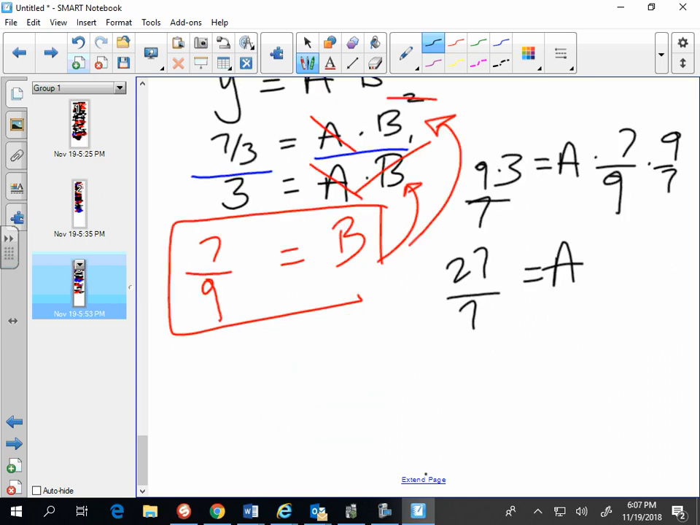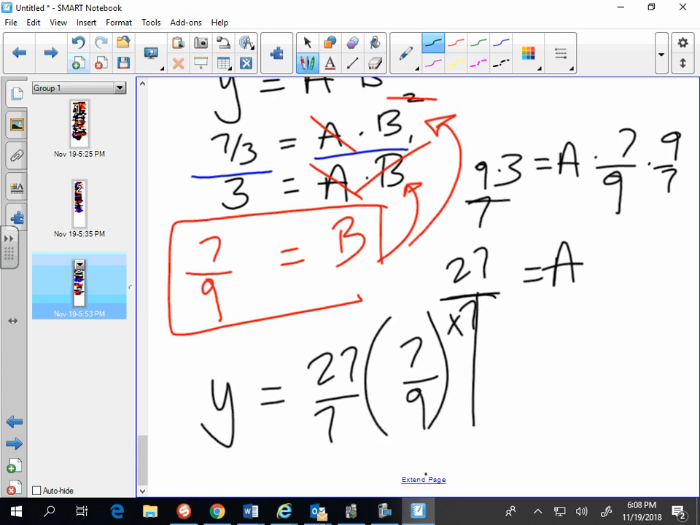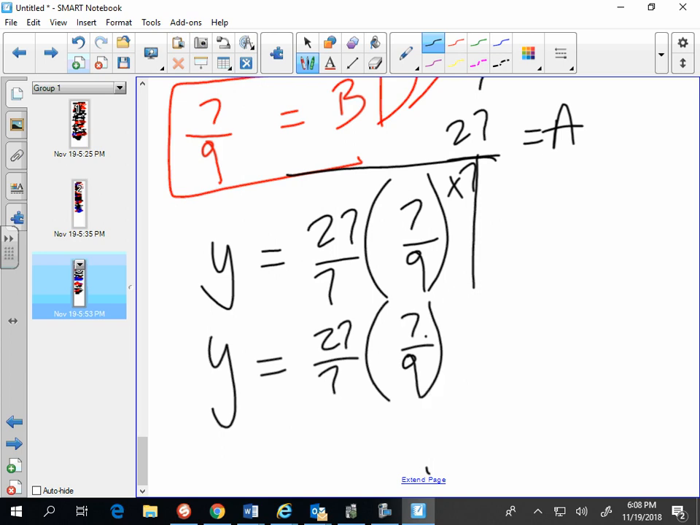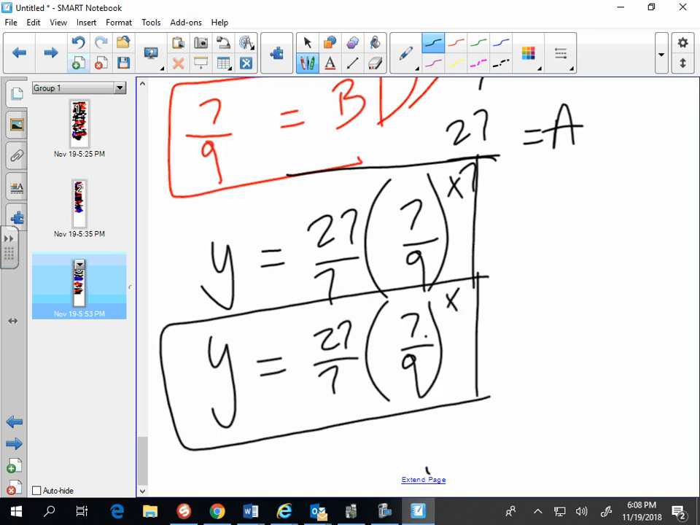So my equation then for this graph would be y equals 27/7 times 7/9 raised to the x power. Let me write that again. y equals 27/7 times 7/9 raised to the x power. There it is. Ew, but perfect. And not so hard to do even without a calculator.